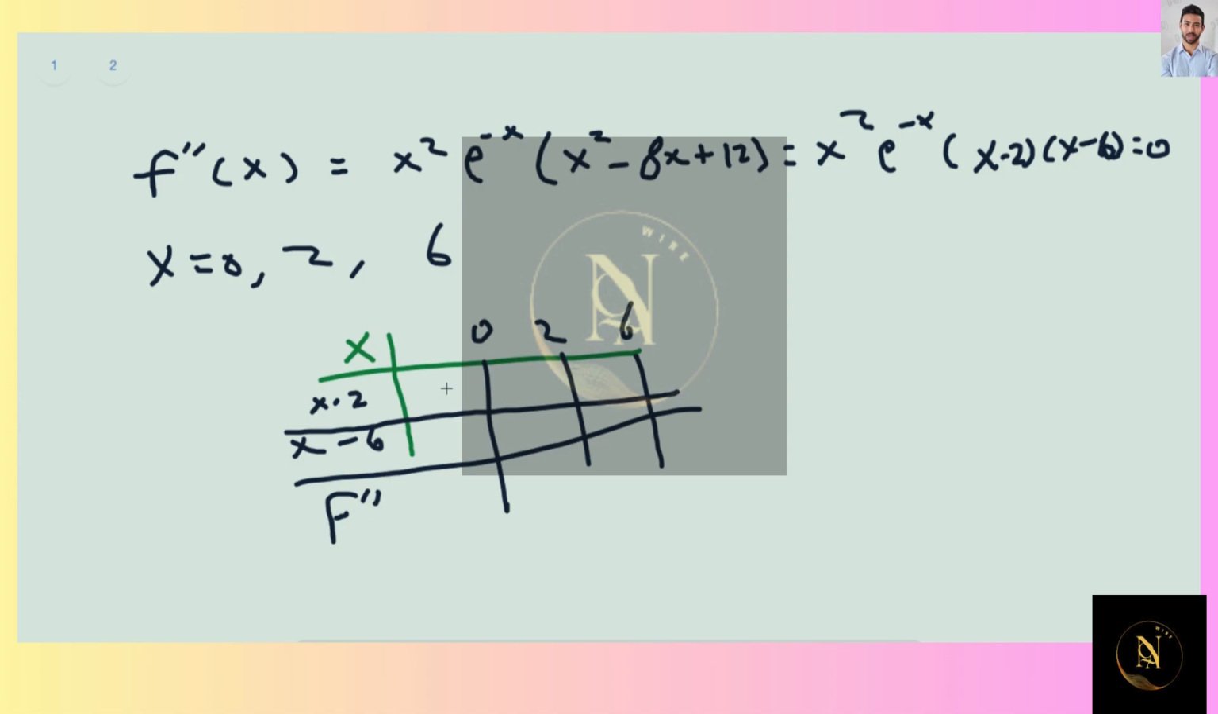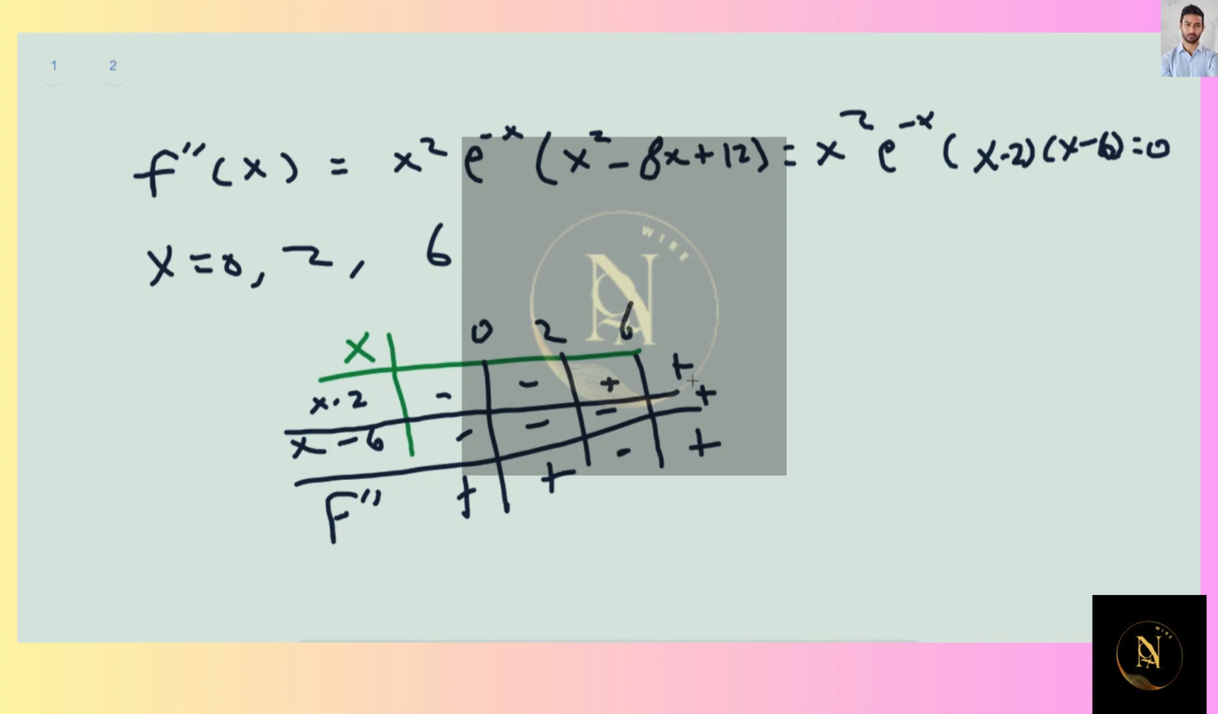So for numbers less than 0, x minus 2 gives us negative. Numbers between 0 and 2 give us negative. Between 2 and 6 gives us positive, and beyond 6 this gives us positive. For x minus 6, this gives us negative, negative, negative, positive. Now we multiply, so negative times negative is positive, negative times negative is positive, positive times negative is negative, and positive times positive is positive.